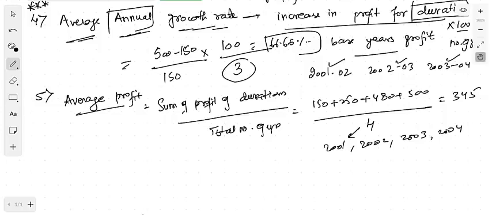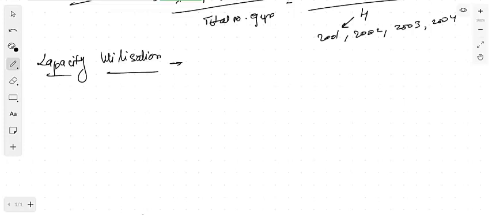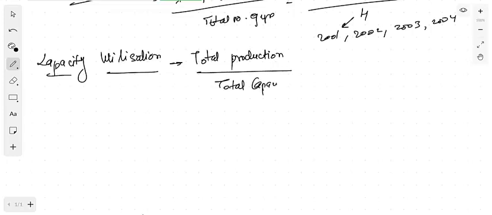And now the next kind of formula, basically not the question, the formula is capacity utilization. What is the formula for capacity utilization? The formula is total production divided by total capacity into 100.